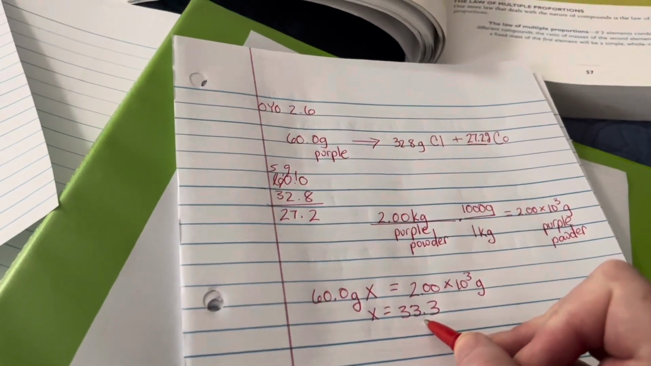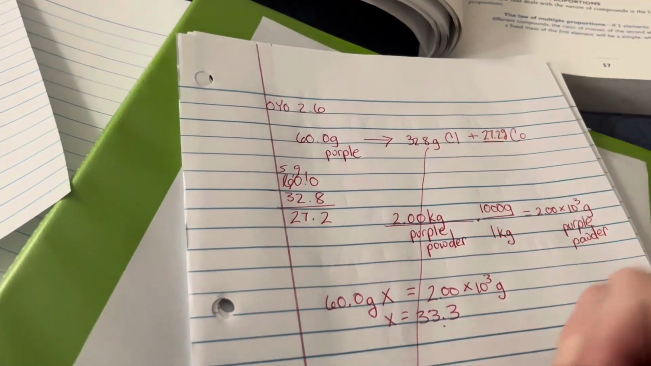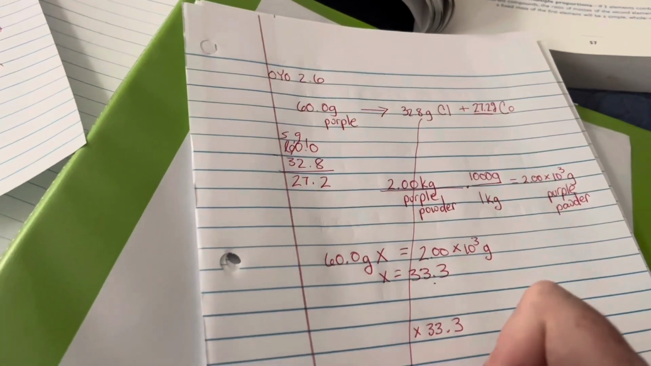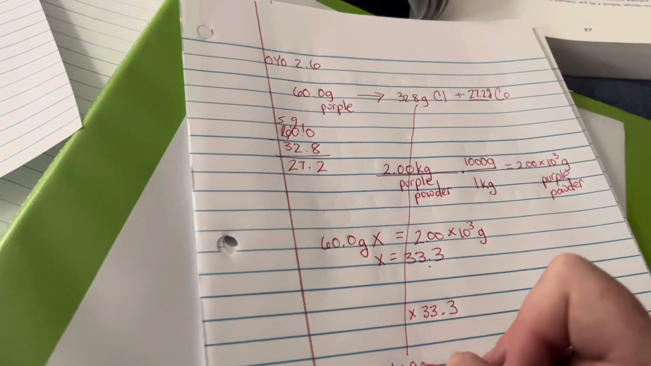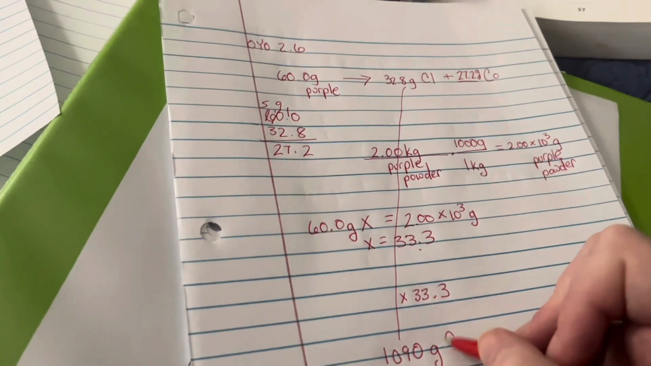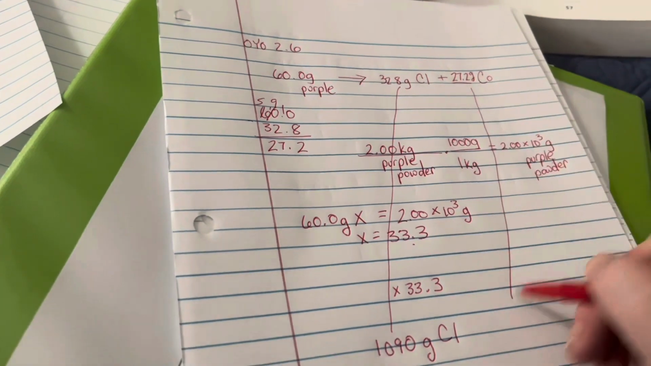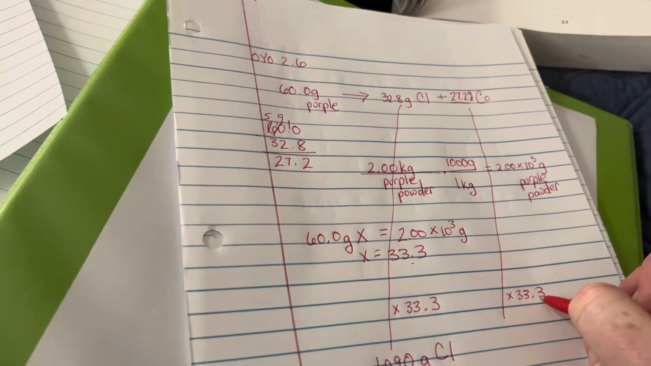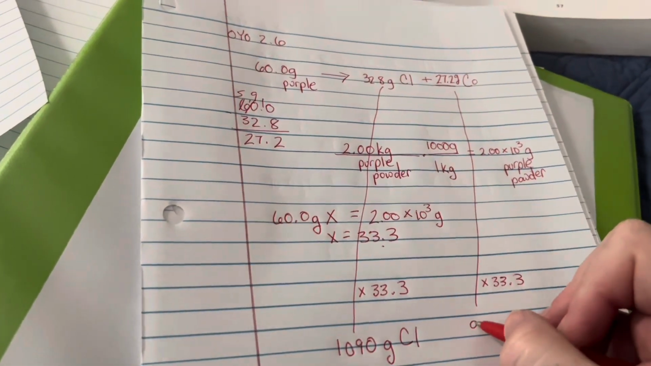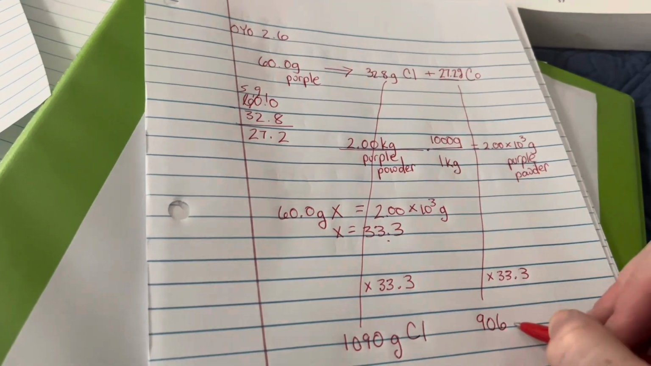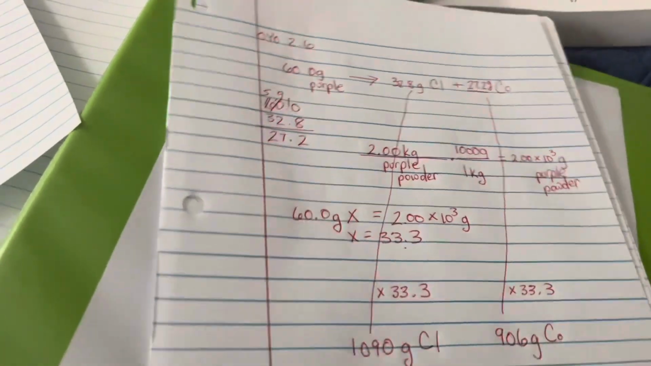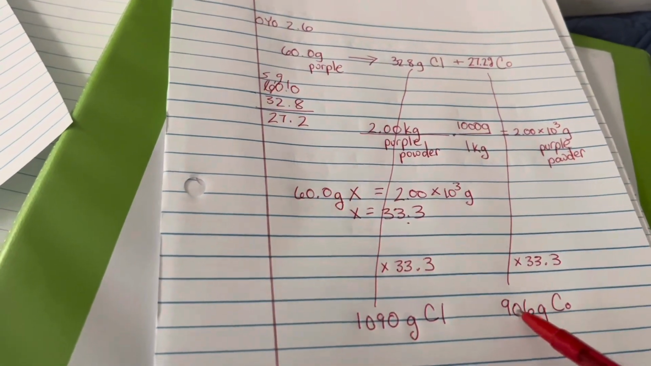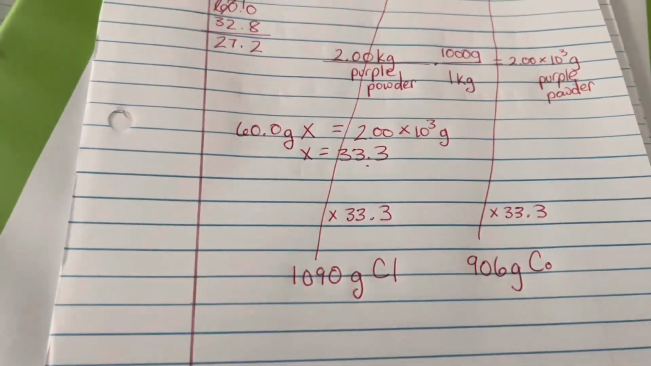And it says how much cobalt and how much chlorine gas will he need. So that's the factor I multiply. So I go back to my formula. I'm going to multiply this by 33.3, and I'm going to get 1090 grams of chlorine. If I go here, I multiply by 33.3, I'm going to get 906 grams of cobalt. And that's how you do this answer. And then as far as significant figures, it should be 3, 1, 2, 3, 1, 2, 3. So we're good there.